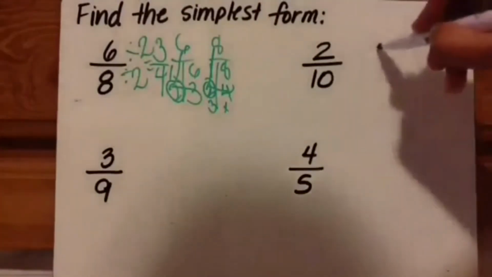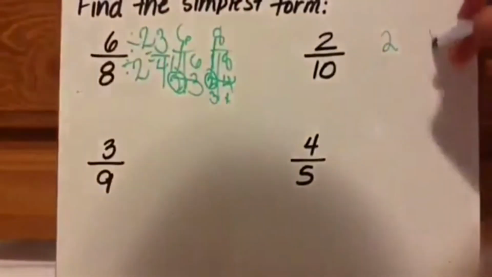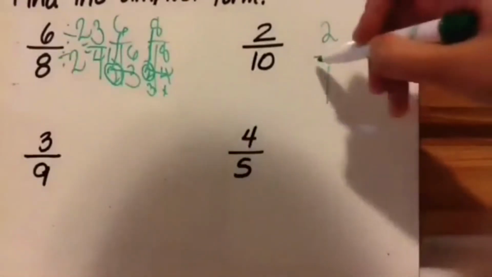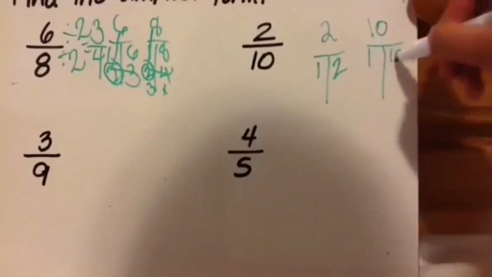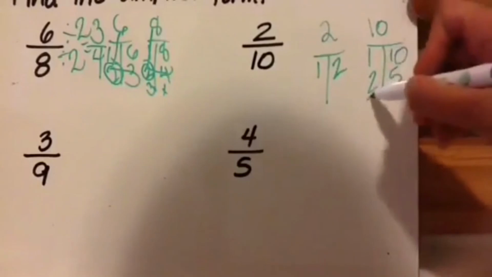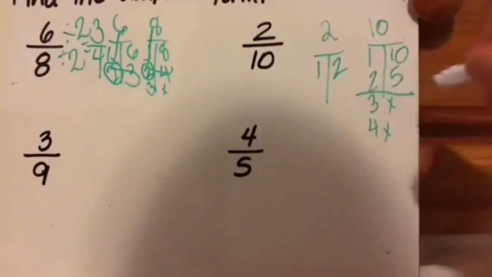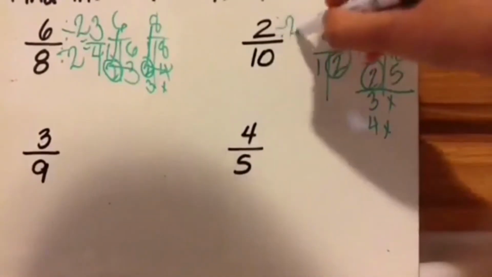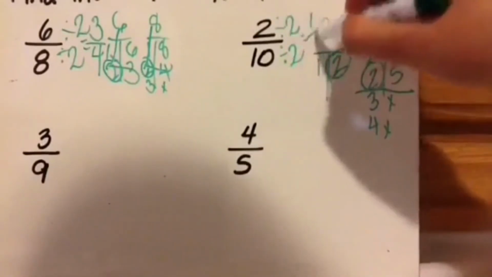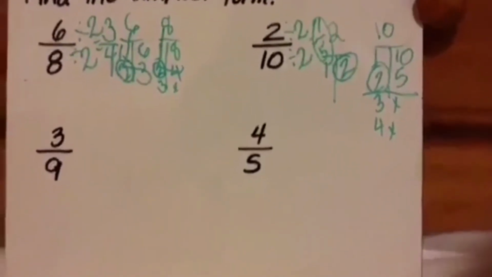2/10. Let's see. Let me just move that over. Alright. 1 times 2 is 2, and that's basically it. 1 times 10 is 10, 2 times 5 is 10, 3 times nothing, 4 times nothing, 5 is over here, so that's kind of my stopping point. 2 is my greatest common factor, divided by 2. 1/5 is my simplest form. Okay, I'm going a little faster.